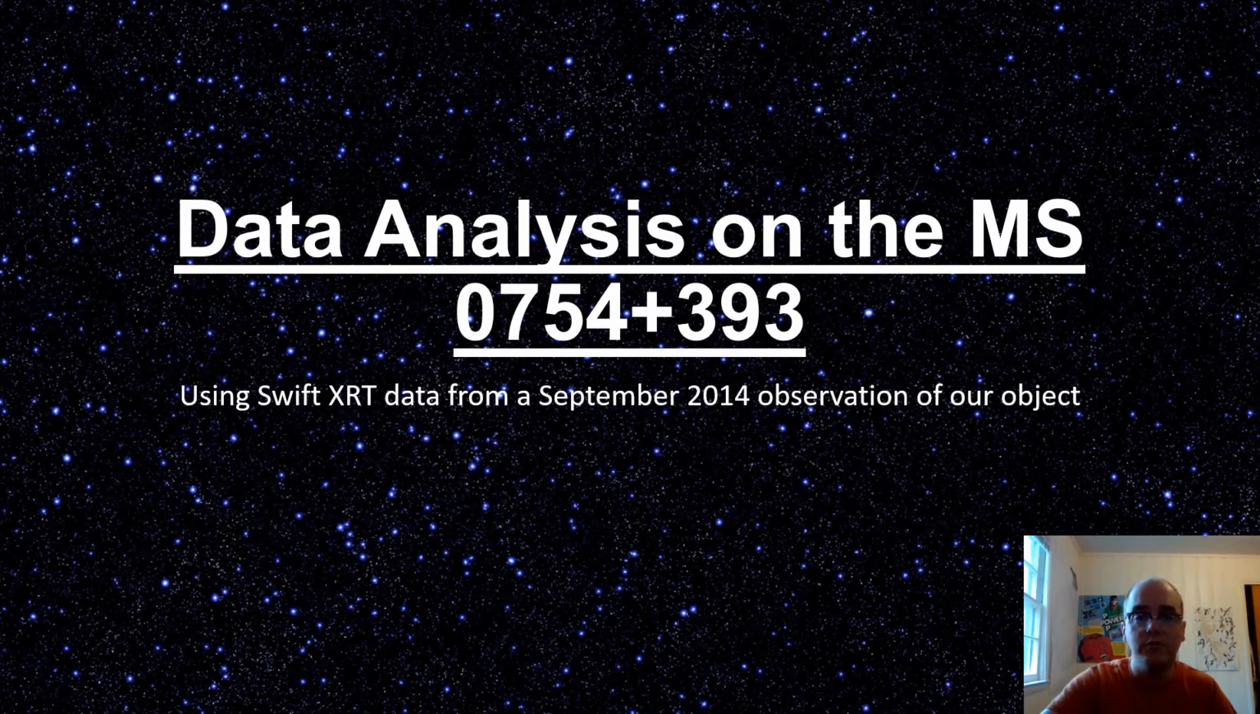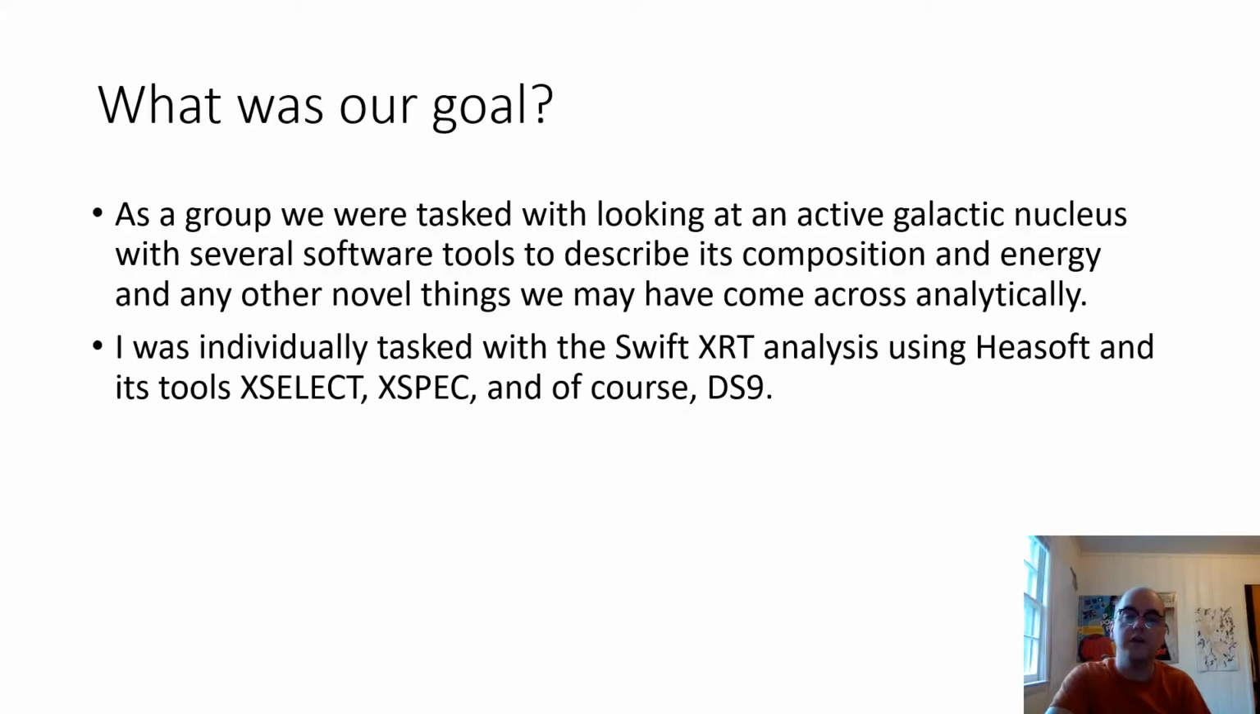Hi, and welcome to Data Analysis on the MS 0754 plus 393. We used XRT data from the Swift Observing Telescope from September of 2014 for our particular object, which is an active galactic nucleus. As a group, we were tasked with looking at an active galactic nucleus, or AGN, with several tools to describe its composition and energy, and any other things we may come across that are novel.